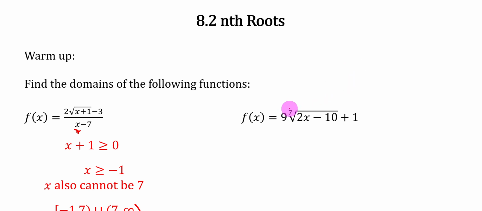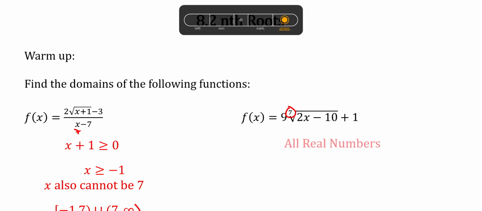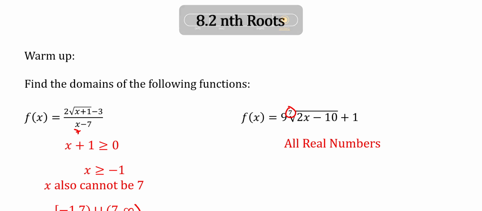So here the nice thing is I've got an odd index, an odd root. I can put anything I want in there for x. So my domain is all real numbers.